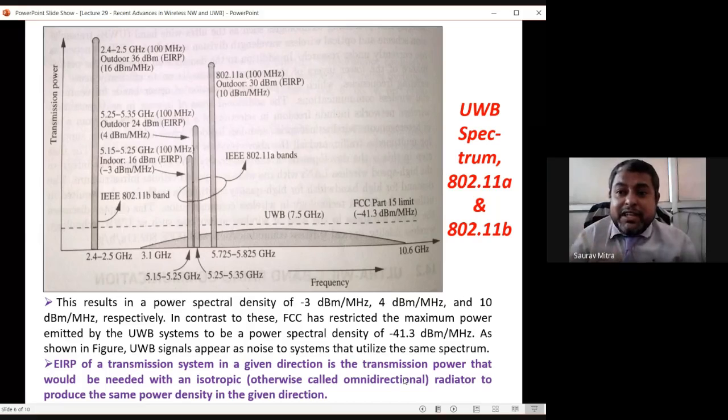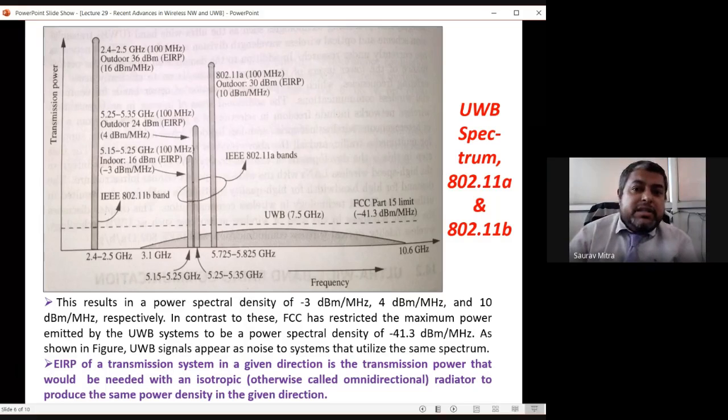Isotropic means omnidirectional, in all directions, a radiator producing the same power density in the given direction. Okay, so this is the definition of EIRP. That is, the EIRP of a transmission system in a given direction, that means for any direction, is the transmission power that will be needed with an isotropic radiator to produce the same power density in the given direction.